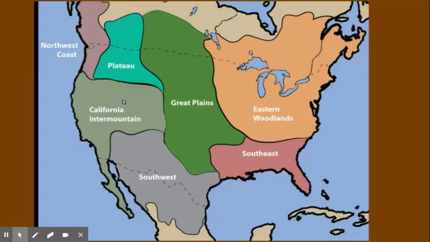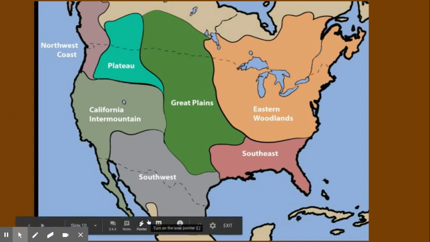So, the reason we went over all of that: you notice these different sections on this map, tribes that are similar and in the same area. We call that a cultural region. So we have the Eastern Woodlands, Southeast, Great Plains, Southwest, California Intermountain Plateau, and Northwest Coast. These are the 7 different cultural regions of Native American tribes.